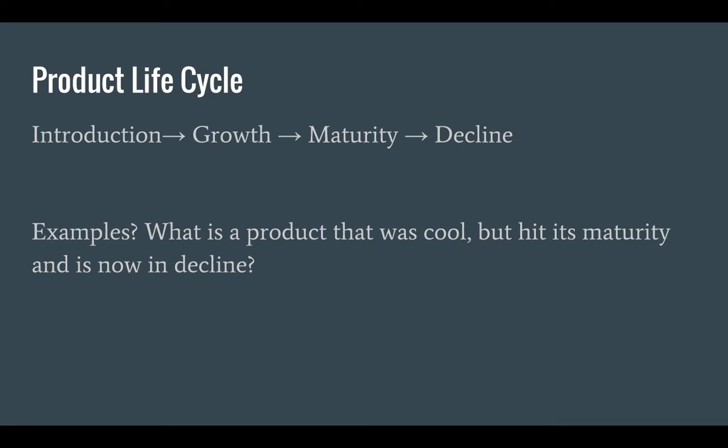All right, for product life cycle, there is an introduction of the product, then the product has product growth, then there's maturity, right, which you know is kind of like the coming of age of the product, but then there's the decline as well. What's a product that was cool but hits its maturity and is now in decline? Think about a product if you can.